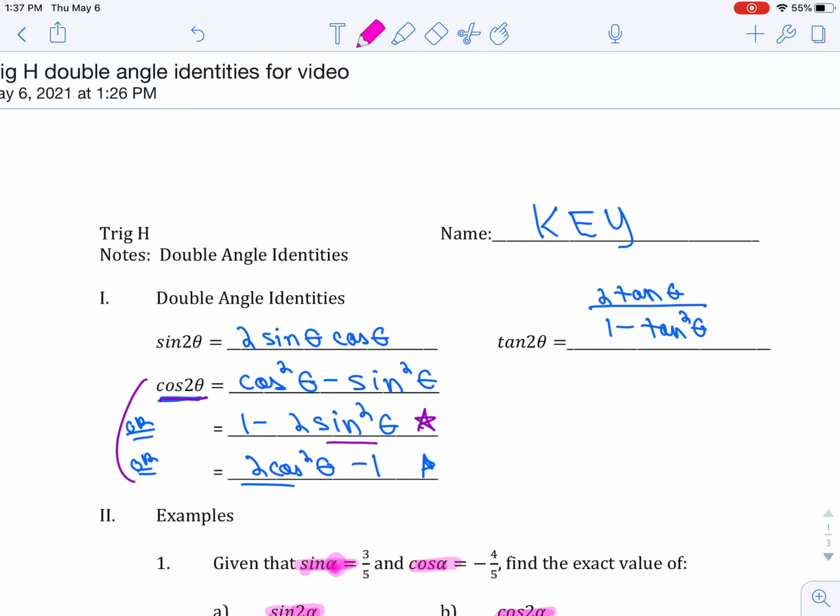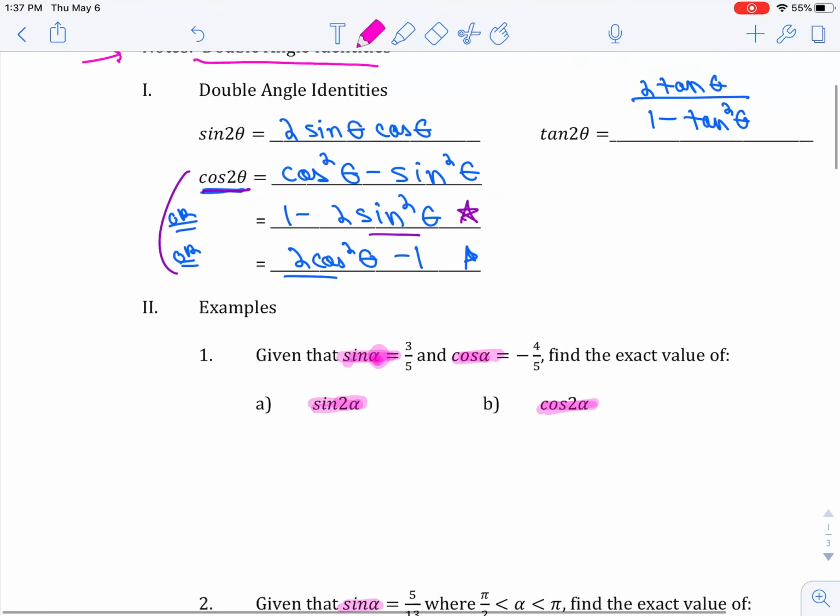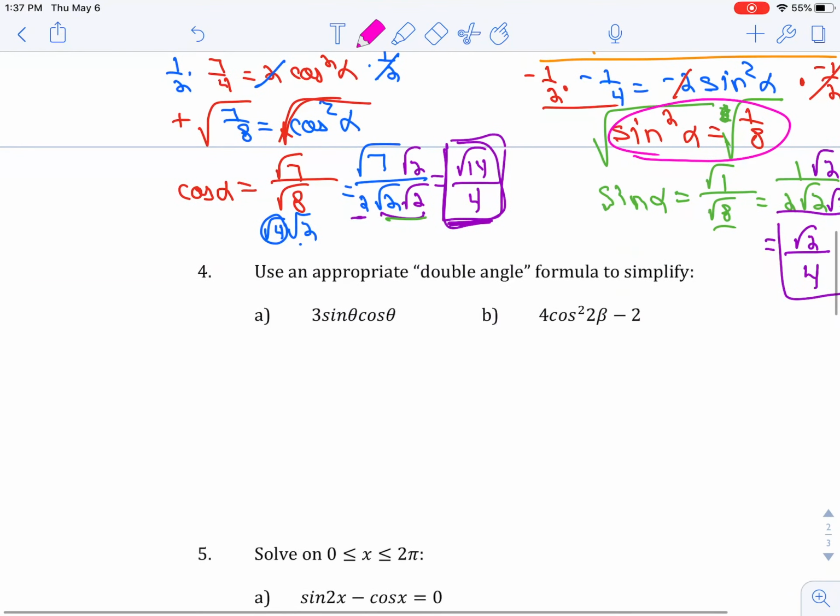This is video 2 for some of the examples that we didn't get to in class today over double angle identities. In this problem, we're going to be looking at example 4, which is at the top of the next page.